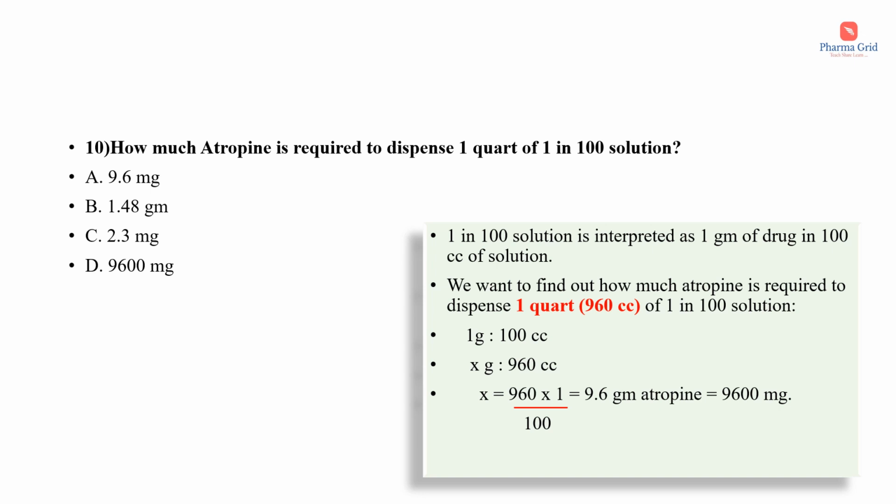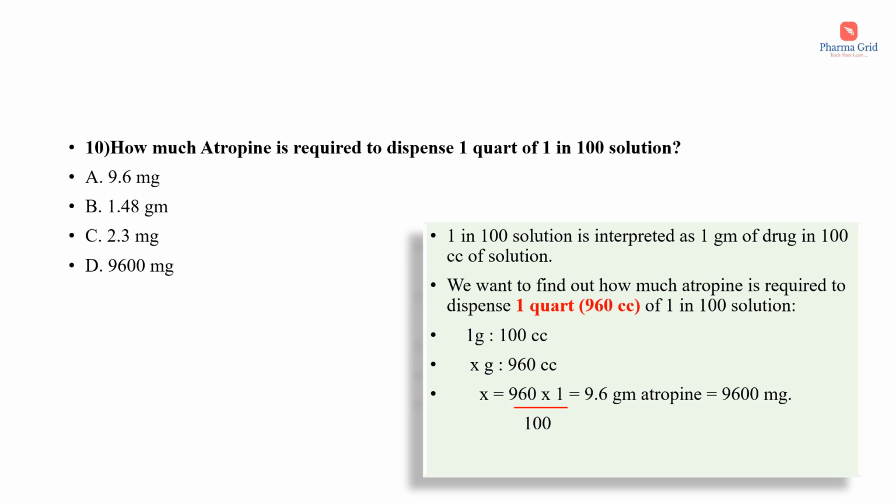Question number 10. How much atropine is required to dispense 1 quart of 1 in 100 solution? 1 in 100 solution means 1 gram of drug in 100 cc of the solution. We need to find out how much atropine is required to dispense 1 quart of 1 in 100 solution. 1 quart means 960 cc or 960 ml. So 1 gram is present in 100 cc. Therefore let it be X gram present in 960 cc.